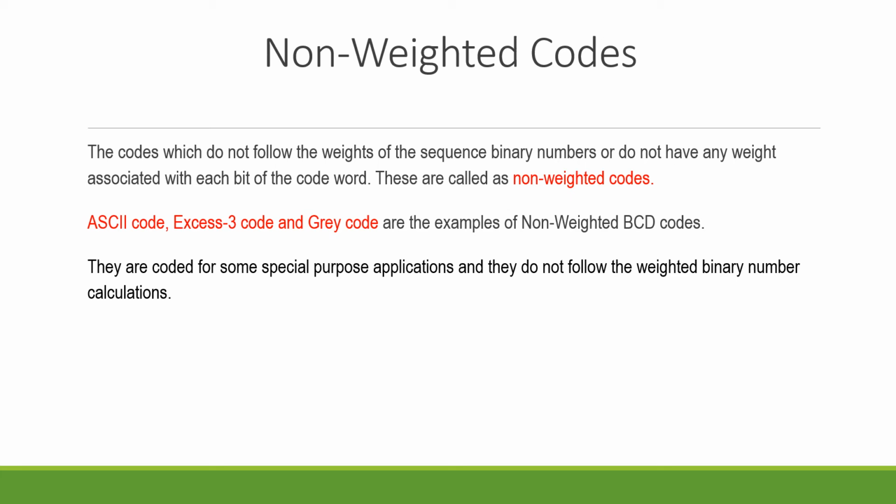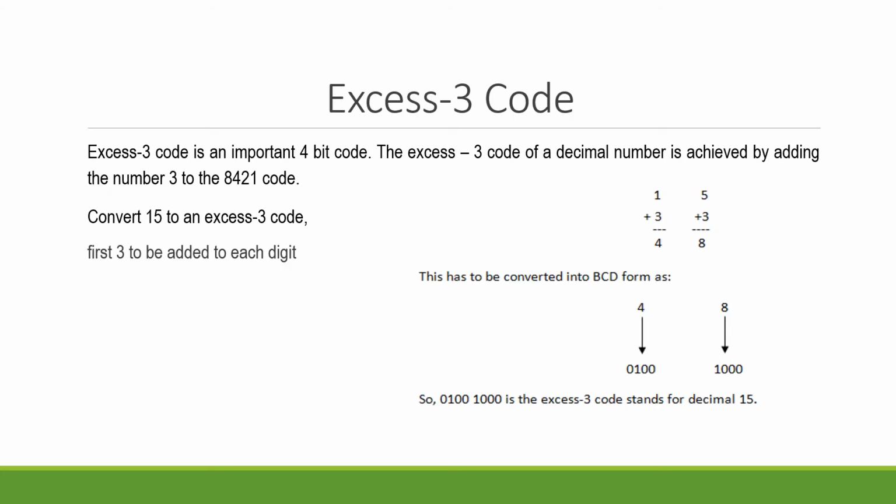And examples of these non-weighted codes are ASCII code, then XS3 code and gray code. These are examples of non-weighted codes, and among these we are going to study XS3 code. They are codes for some special purpose applications, and they do not follow the weighted binary number calculation. So let us see XS3 code. Here, XS3 code is an important 4-bit code.